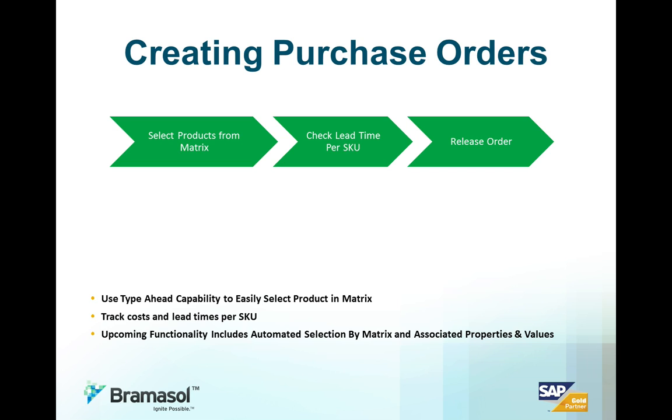And so now we're going to show you how to create purchase orders when you're running low on stock, or when you have an alert that your minimum has been reached, or whether your planning has created a purchase request based on your demand planning. So we're going to show how to create one of these purchase orders manually by selecting the product from the matrix, much like we did with the sales order, using the type ahead capability. Then we're going to make sure we maintain the lead time per SKU, and then release the order.